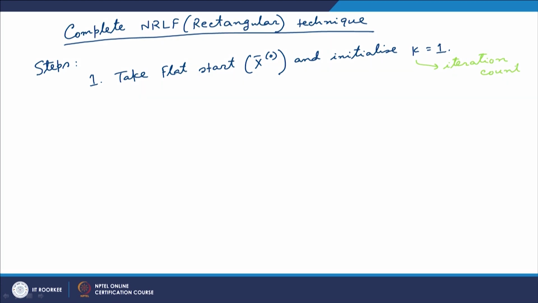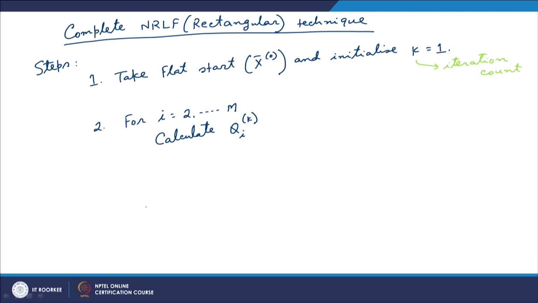Then from the second step onward, we will first check the generator reactive power, for i equal to 2 to m. Please remember our convention: if there are m generators in the system, the first bus is always the slack bus and buses 2 to m are the PV buses. So, we have to cross check the generator reactive power limits from bus 2 to m. We first calculate Q_i^k.